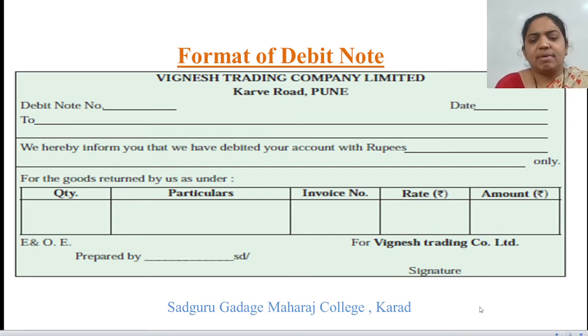Then on the right hand side, again for Vignesh Trading Company Limited, signature will be there. Then on the left hand side, E and O E, prepared by SD. This is the format of a debit note. So what we have seen right now: purchase book, then purchase return book, and then debit note, meaning the format of each one.